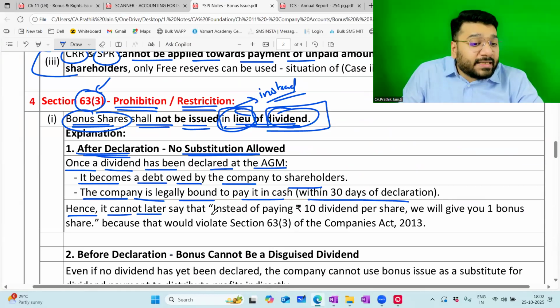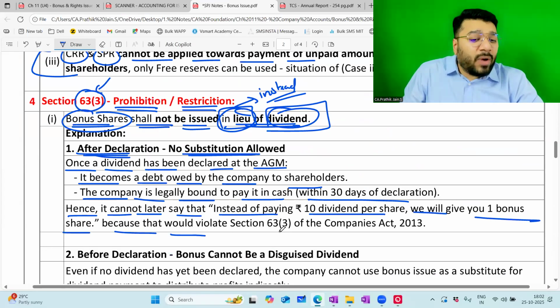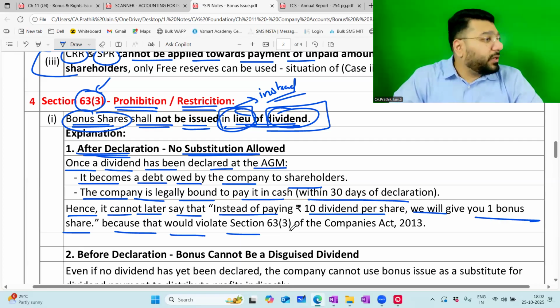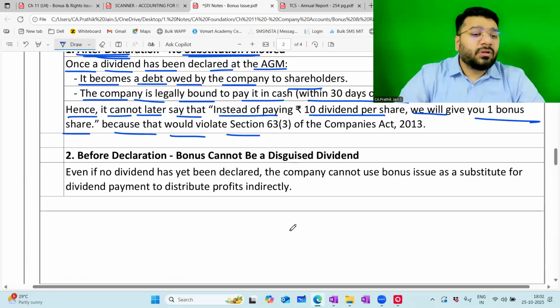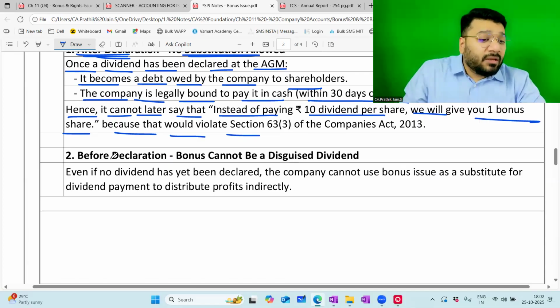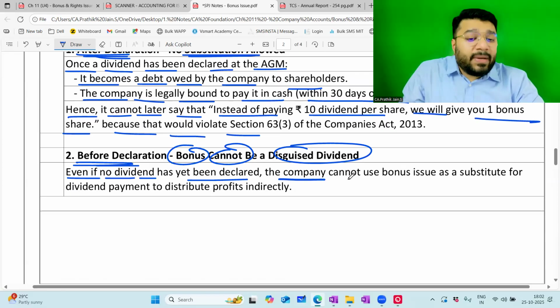Hence, it cannot later say that instead of paying 10 rupees dividend per share, we will give you one bonus share. Because that would violate section 63 subsection 3. Okay or not okay? Got it? Now, you will ask, sir, before declaration can we give? That also is not possible. Before declaration, bonus cannot be disguised as dividend. Even if no dividend has been declared, the company cannot use bonus issue as a substitute for dividend payment.